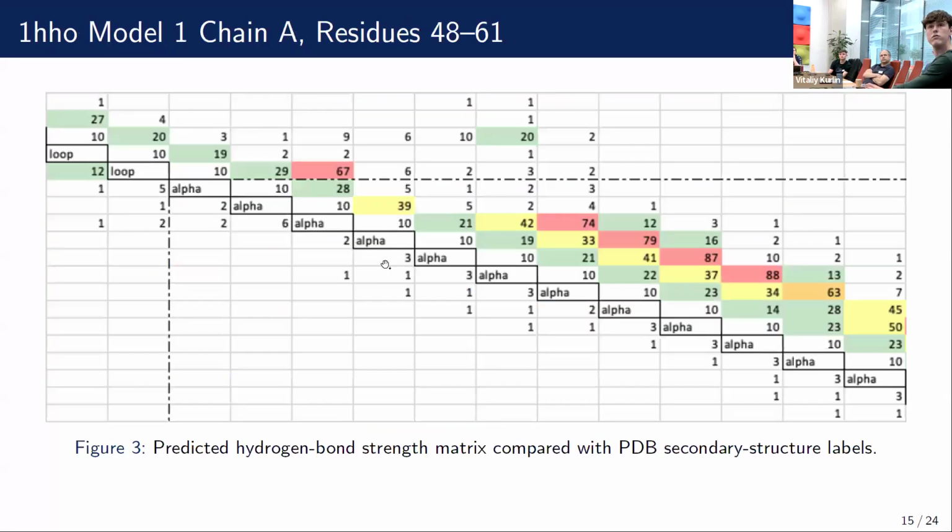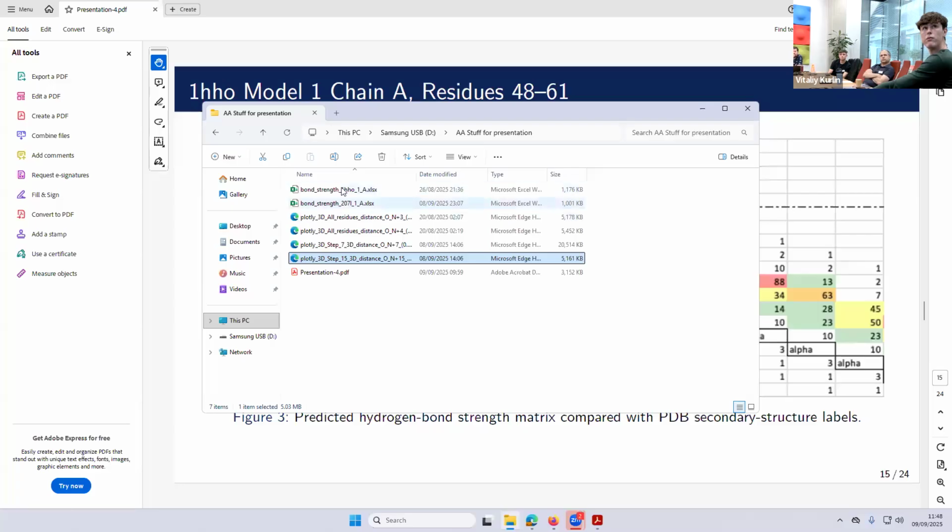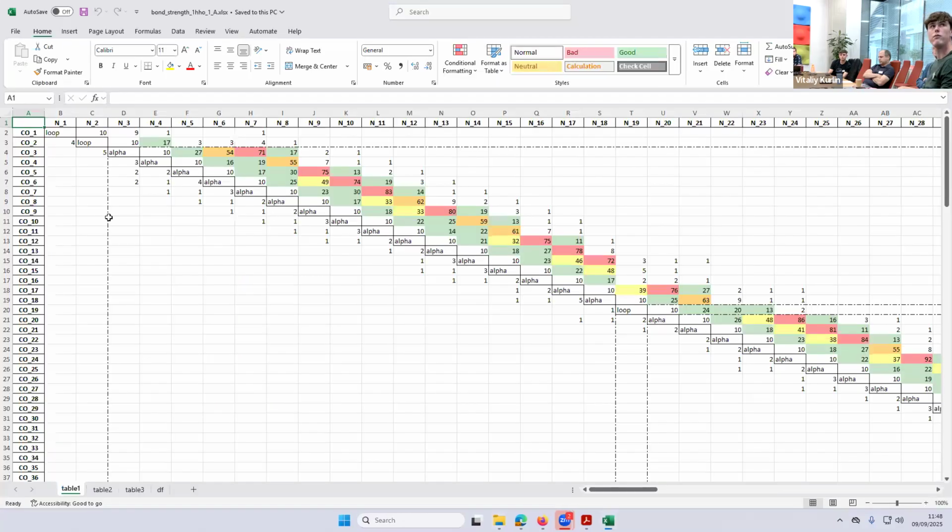Here's some examples. This is an example for 1HHO, which is hemoglobin. That's quite the common protein. And you've basically got here the carbon and oxygen atom in residual 1, and then say nitrogen in any residual.